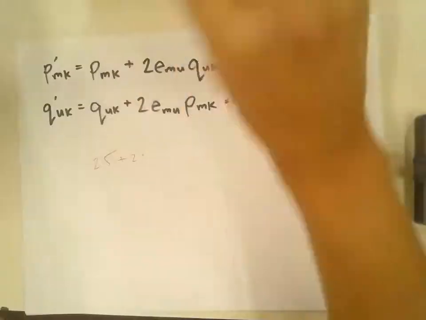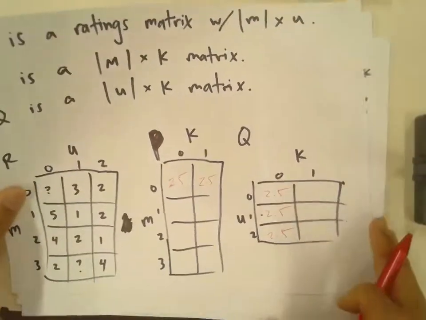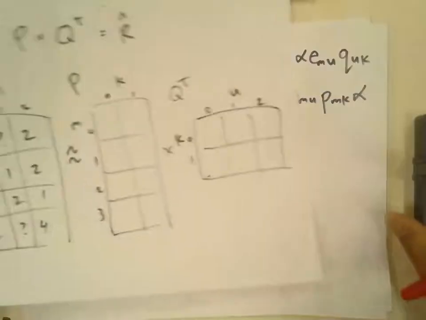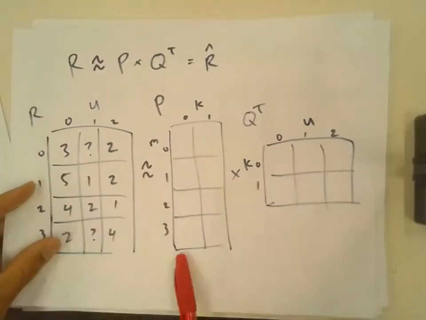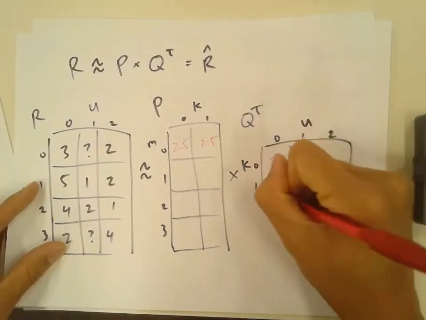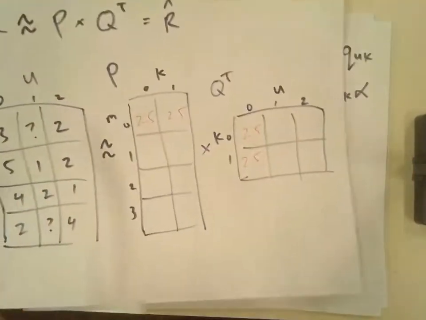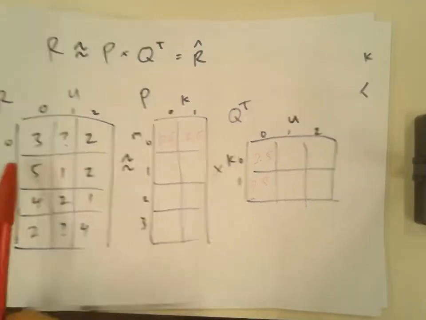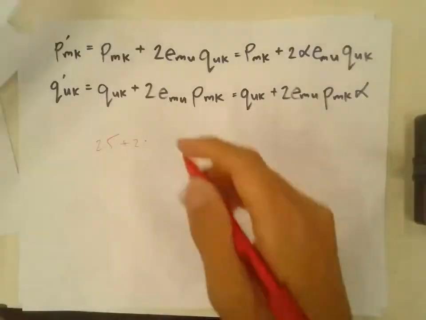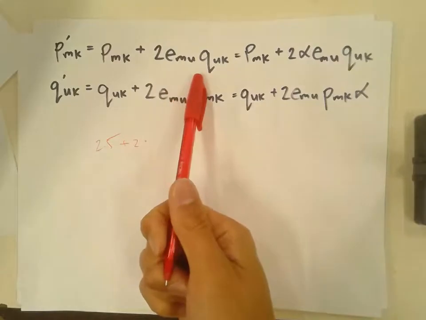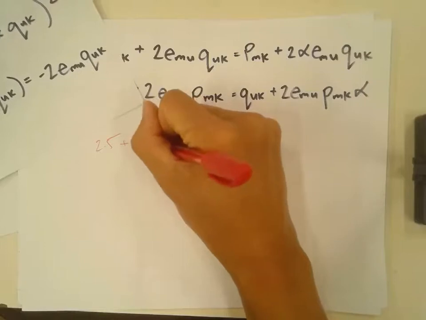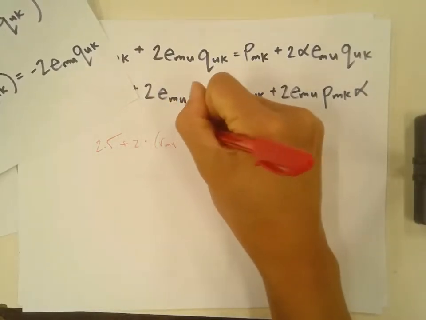Let's take this example here. Let's pretend these are all filled with 2.5. So what we're doing is we're taking R of mu, which is this 3, times... let's see. So here we have 2 times E of mu, and E of mu is equal to this expression here. So it's going to be R mu minus R hat of mu.